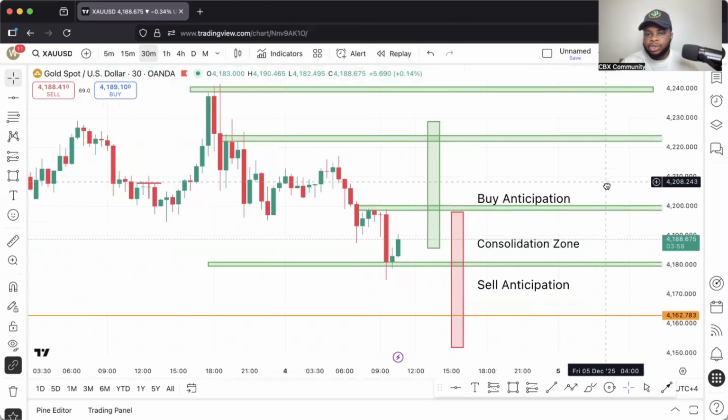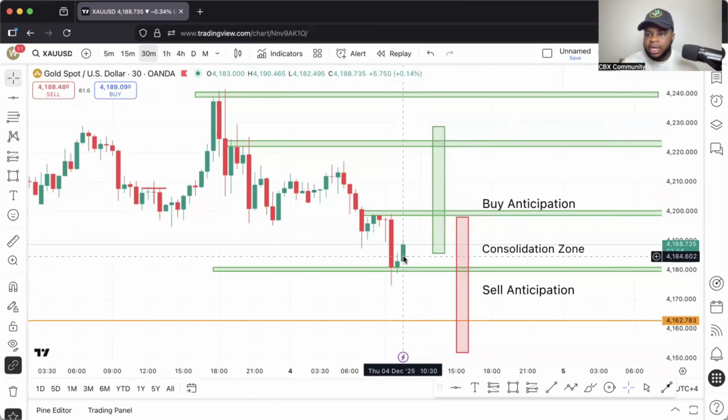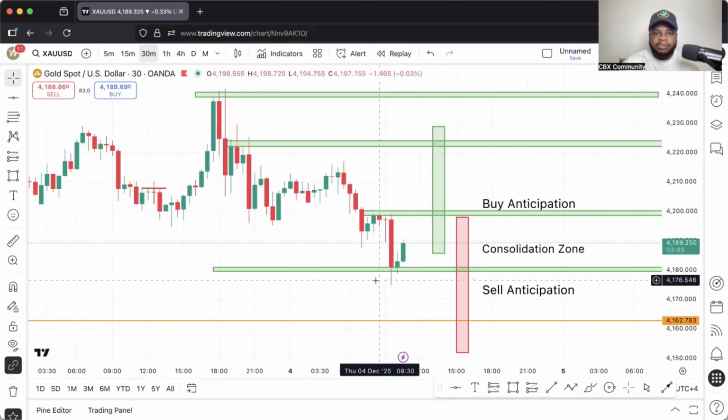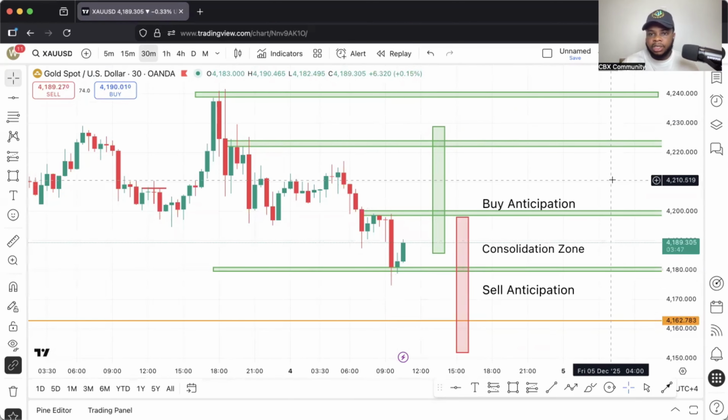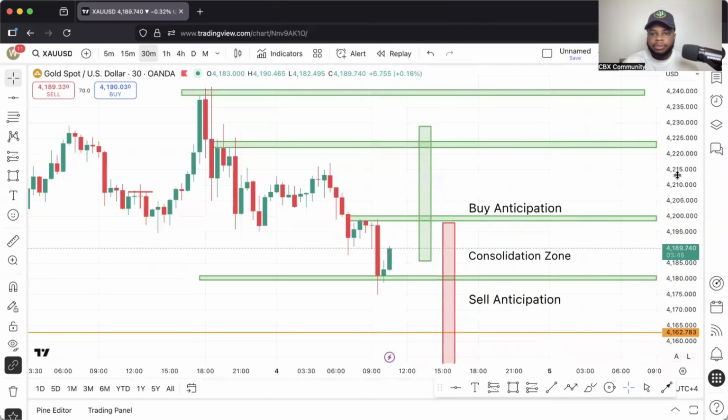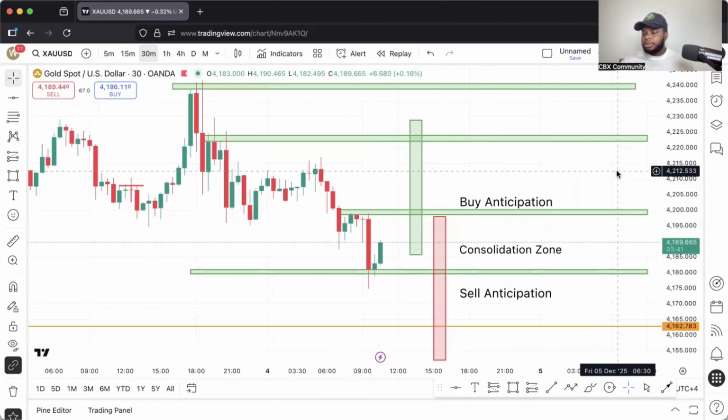So for now, we don't need to do anything. Let's wait for the close of this candle. This candle is left with 3 minutes before it will close. So let's be patient until we are able to identify a structure before we can decide to take a position. We don't need to do anything.